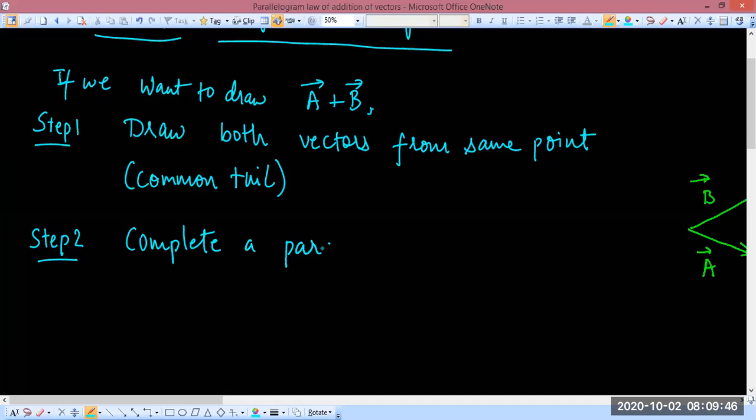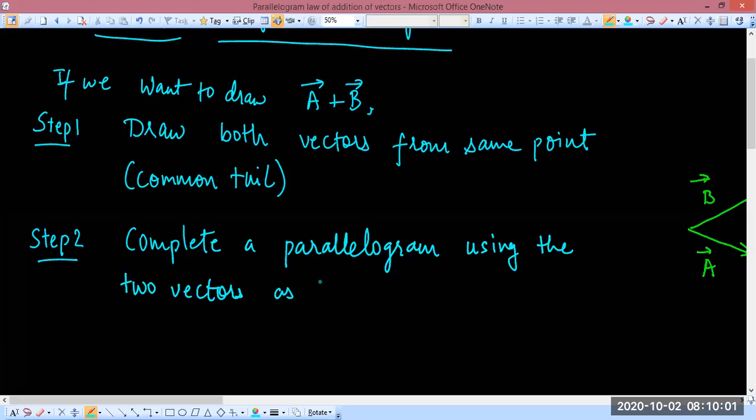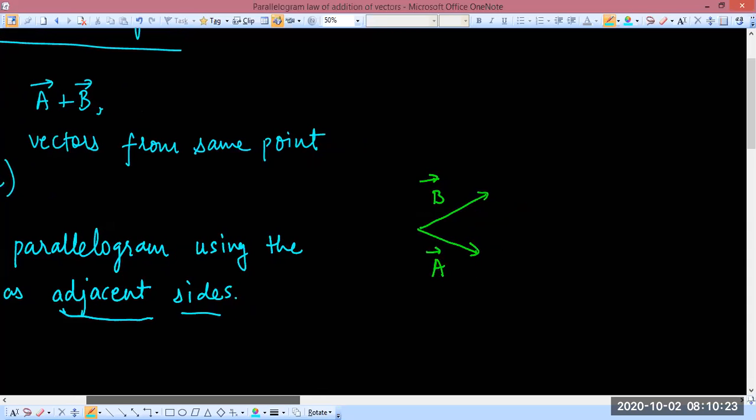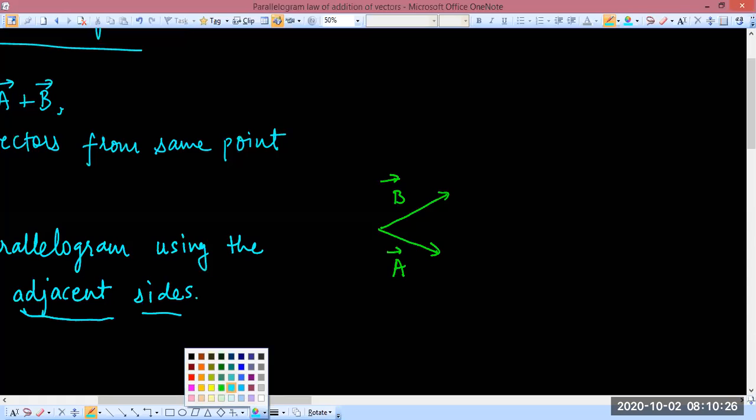Complete a parallelogram using the two vectors as adjacent sides. So what this means is we take these two sides, these two as adjacent sides. Adjacent means next to each other, right? Okay, so we take these two as adjacent sides of a parallelogram. We have to draw a parallelogram now using these, right? So let me complete the parallelogram.